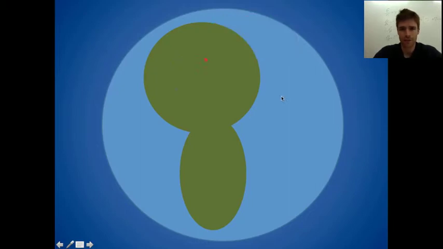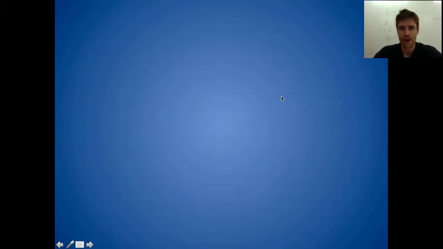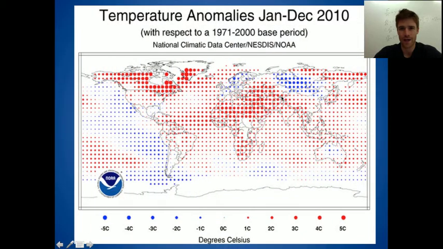So what you see when you look at the graphs of surface temperature over time from any given location is you can have really cold years in spite of the fact that the globe may be really warm. So here's an example of that from 2010. 2010 was the warmest year on record in the instrumental record.